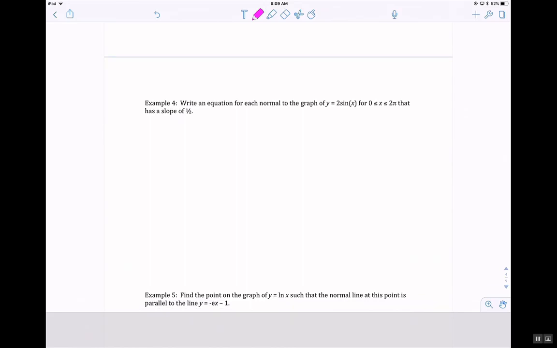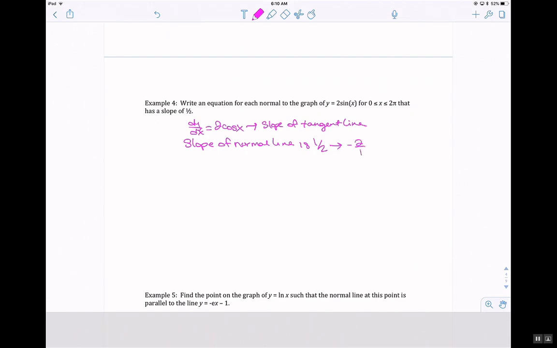Example 4, write the equation of the normal line to the graph that has a slope of 1/2. Okay, so the first thing I'm going to do is take my derivative. Derivative of 2 sine x is 2 cosine x. And the slope of the normal line is 1/2. So this represents the slope of the tangent line. So the slope of the normal line is 1/2.